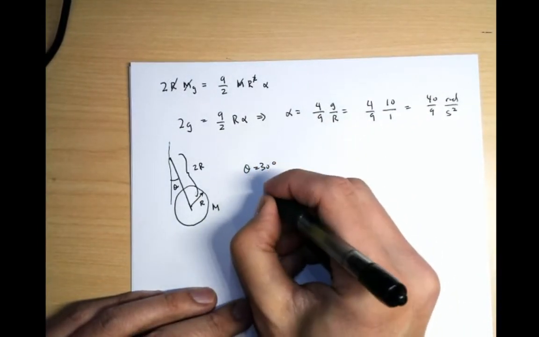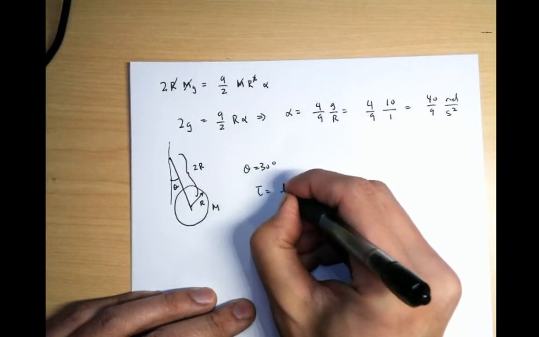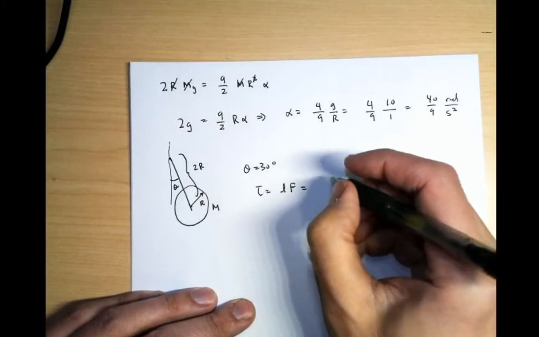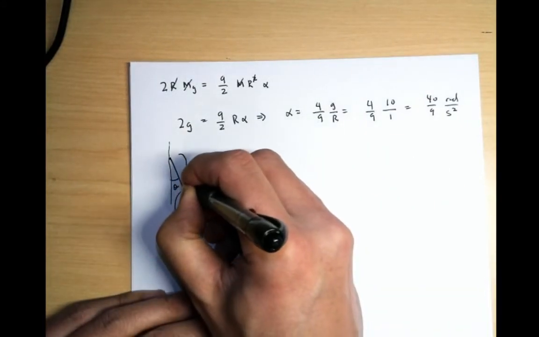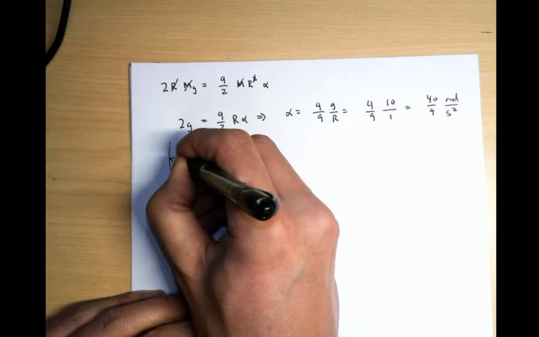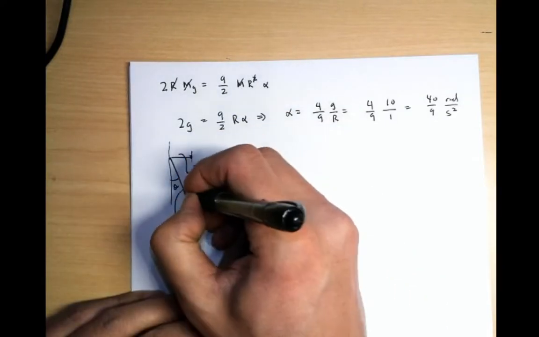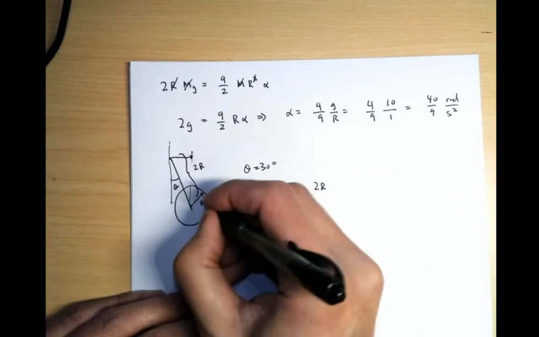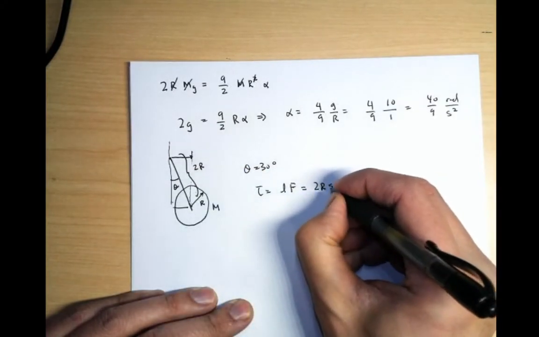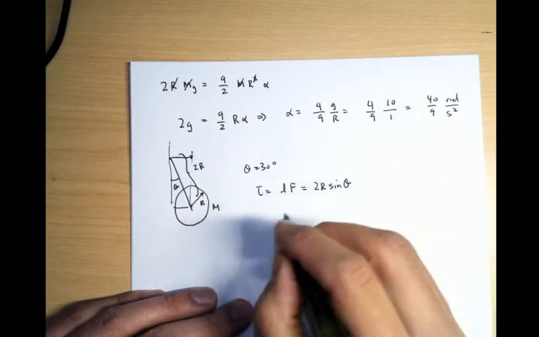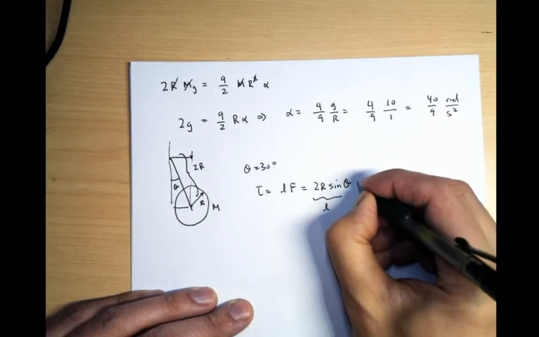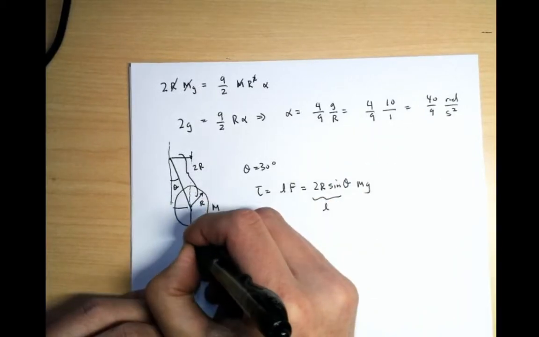So tau is equal to L times F, okay? Now in this case, I need to get the moment arm. That's the moment arm right there, right? So it's going to be 2R times the sine of theta, that's the moment arm, this is L, times the force, which is M times G.